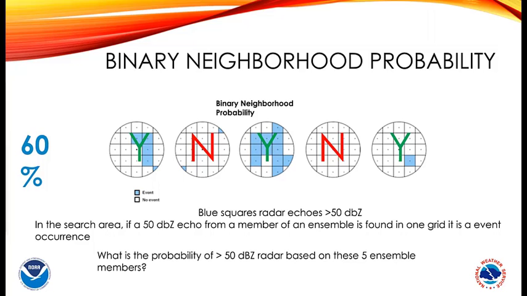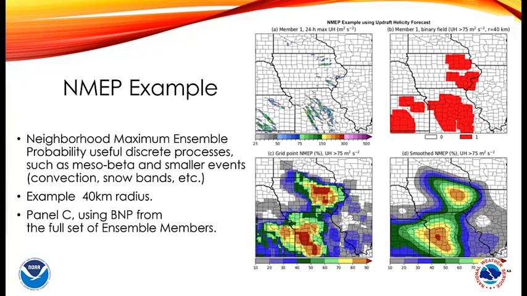How about 60%? 3 out of 5. That's pretty easy. Now let's look at one of the neighborhood probability examples. Ensemble probability is used in discrete processes such as meso-beta or smaller events.